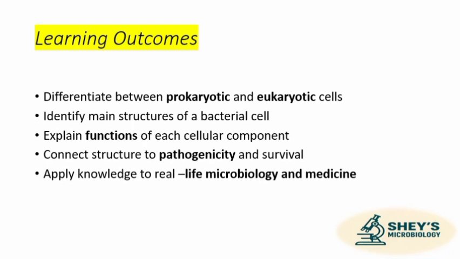Alright, so by the end of this lesson, here's what you'll be able to do. You'll be able to differentiate between prokaryotic and eukaryotic cells, that's bacterial versus human type cells. Identify the main structures of a bacterial cell, explain what each part actually does, its function, connect structures to survival, like how these features help bacteria cause disease or adapt, and finally, apply this knowledge to medical and lab practice because this is where real science meets real life. So let's jump right into it.